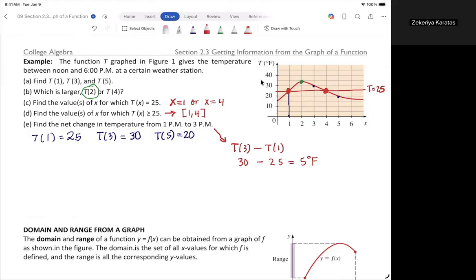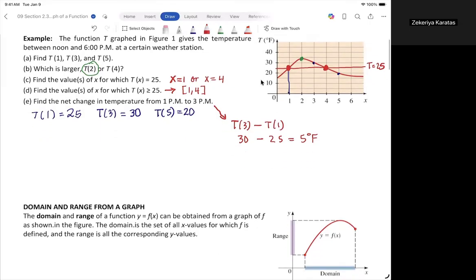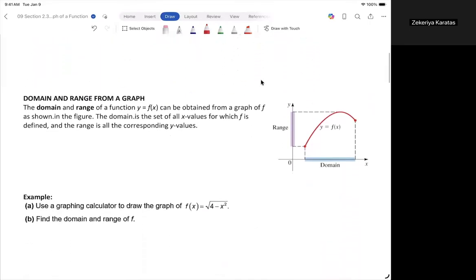You have to go in order. For example, if it goes from 30 to 25, then when you subtract, you're going to get a negative. In this case the change is positive, which means it increased in that time frame on average. That's really what it means. You can clearly see that it was 25, and at 4 p.m. it's 30. So now we go to the next part, finding the domain and the range from a graph.